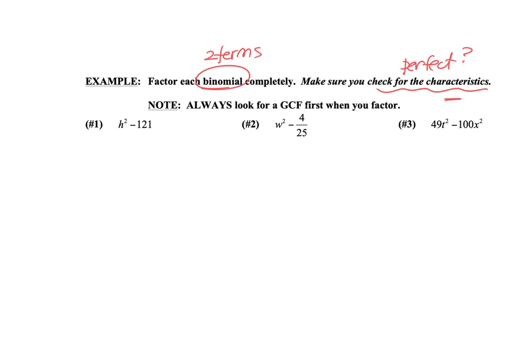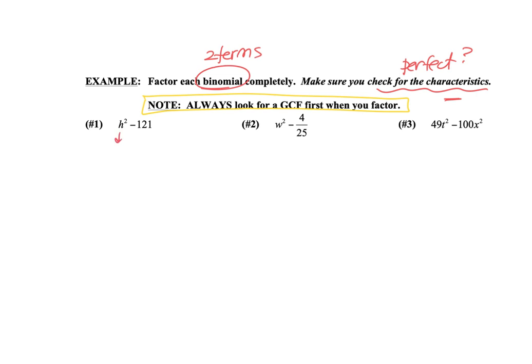Now, we have talked for a long time about GCF. I still want to look for a GCF first. I don't care that there's only two terms, but I'm going to check for a GCF. So in number one, my first question is, do I have a GCF of h squared minus 121? No. Okay. So my next question becomes, are these numbers perfects?